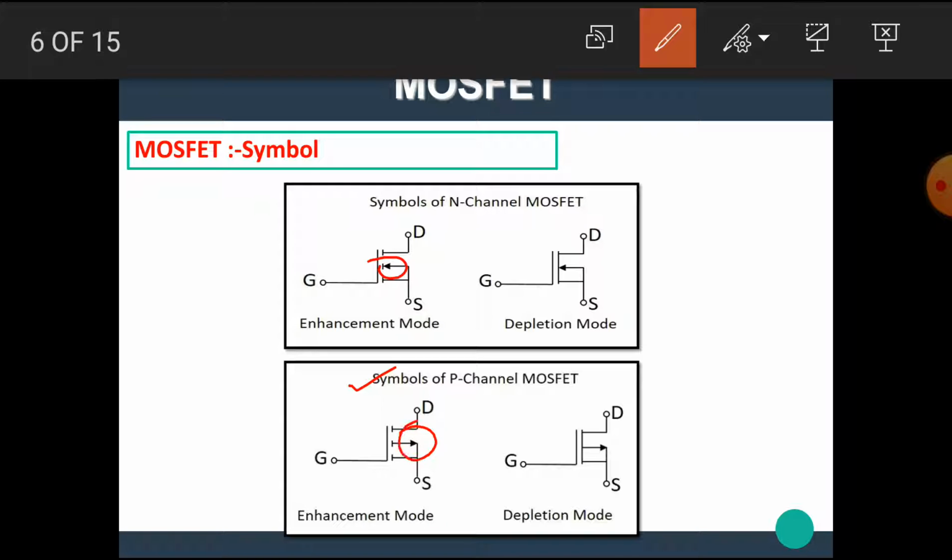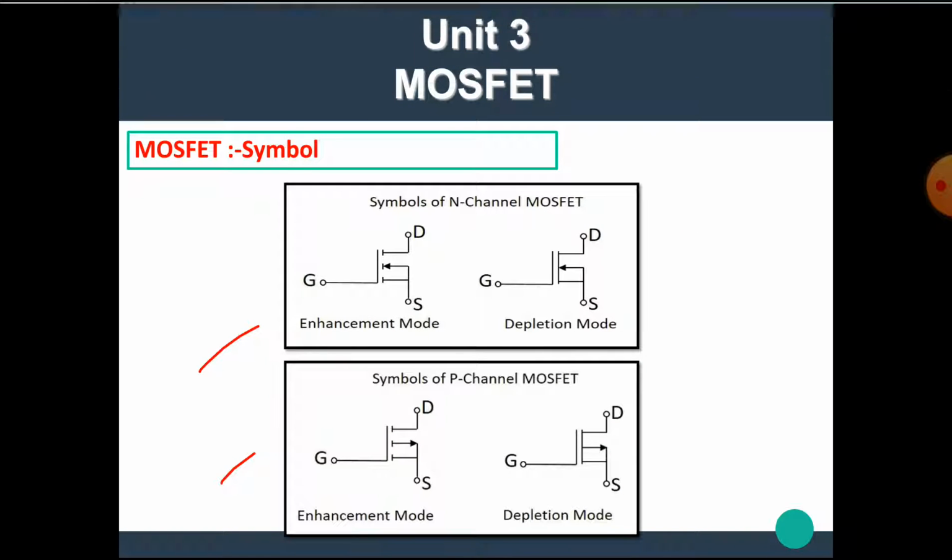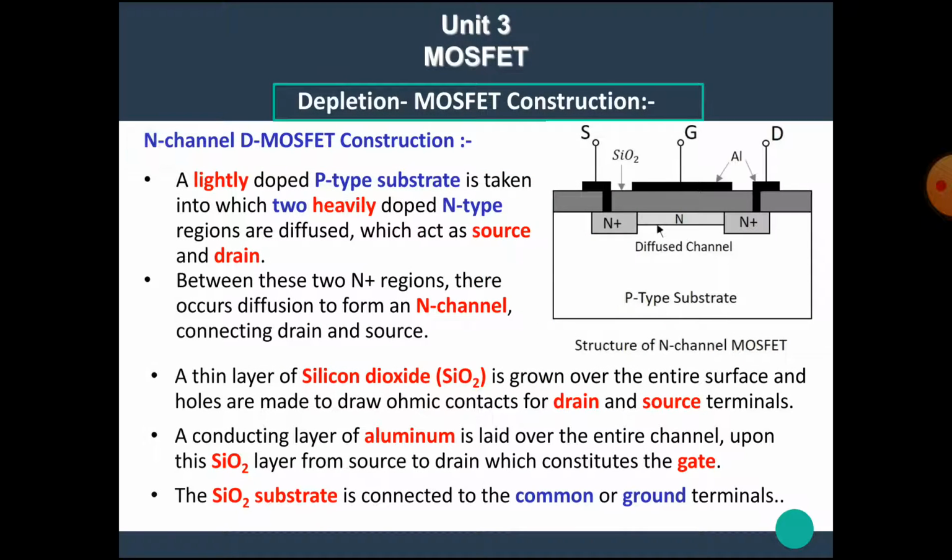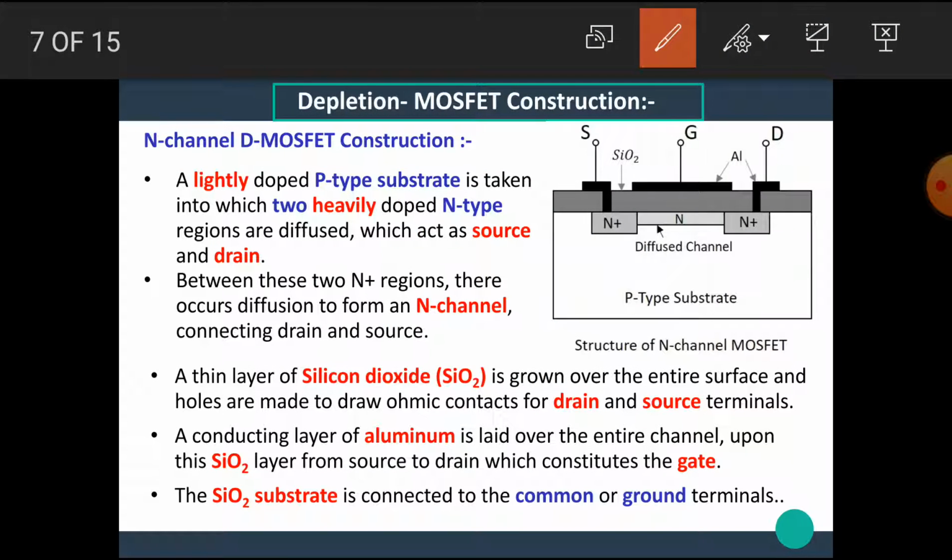In P channel MOSFET, the arrow points outward from the gate terminal. Its direction is opposite to that of N channel MOSFET. I hope you all get the basic difference between the symbols of the MOSFETs. Now let's see the construction of the depletion type MOSFET.